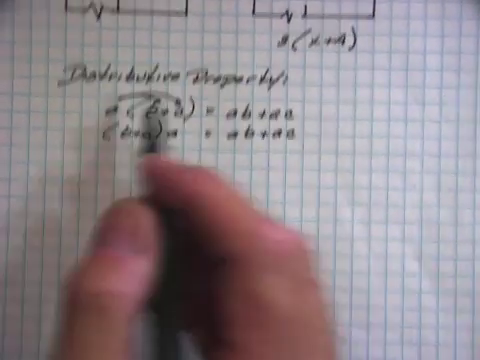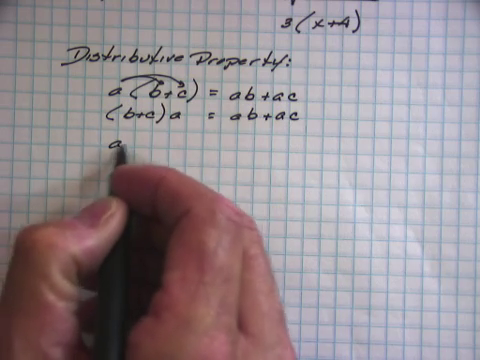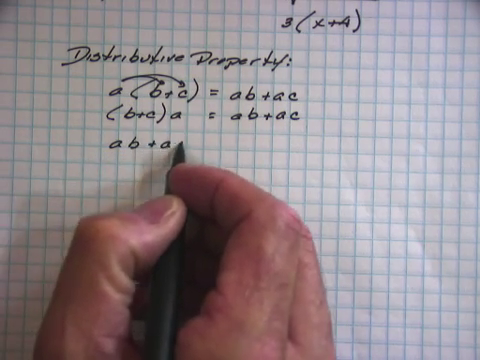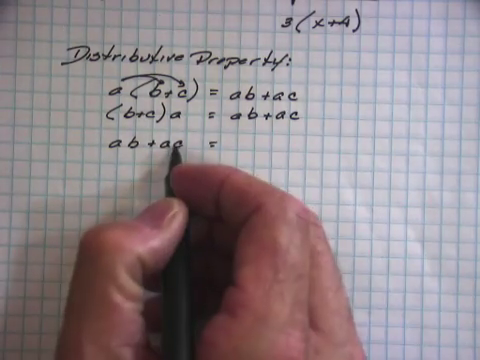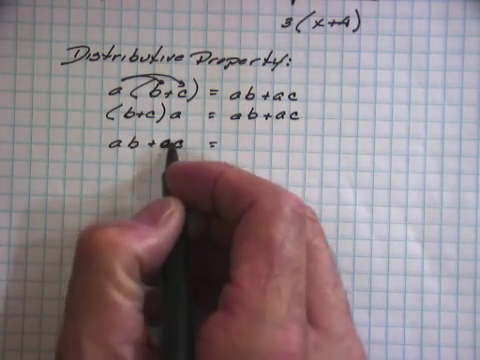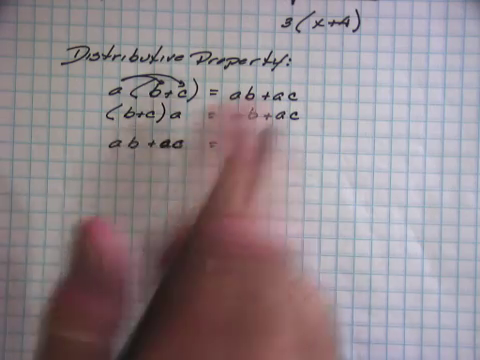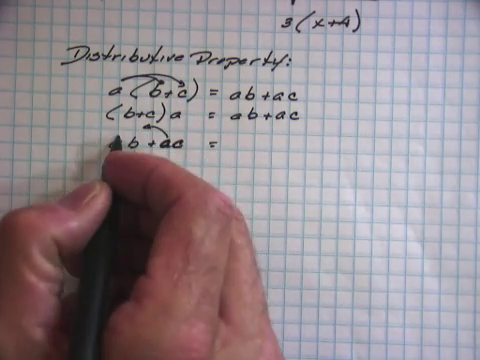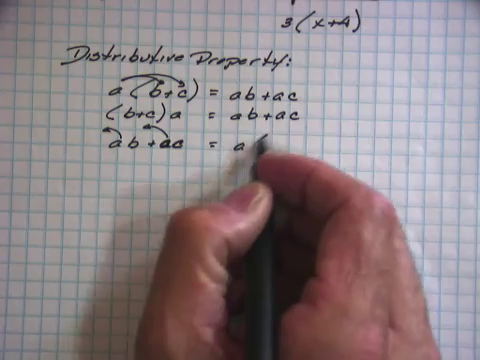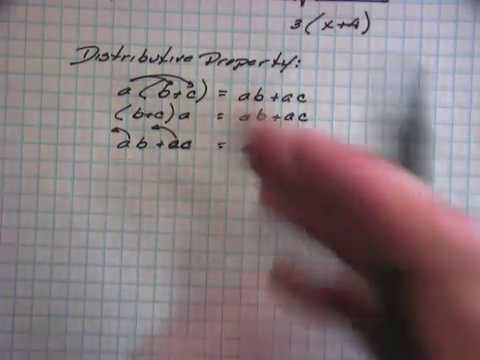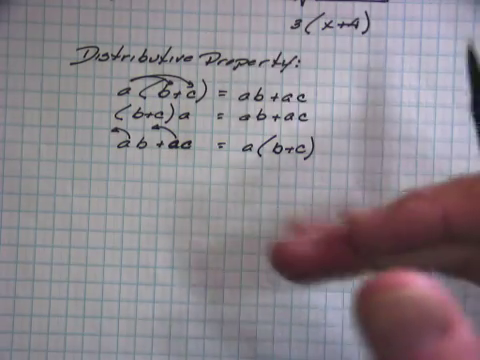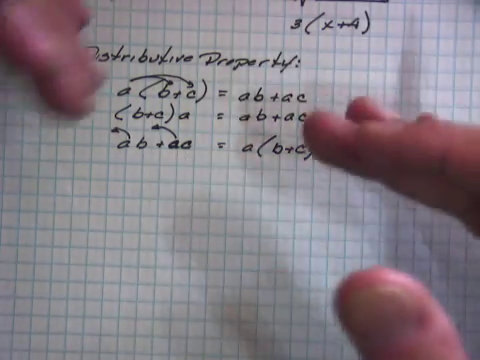same end result. Now, there's kind of an opposite, the distributive property in reverse, if you will. I can start with ab plus ac and do what's called factoring out. I can factor out the a, that is, in effect, pull it out, and you get a times what's left over, which is b plus c.